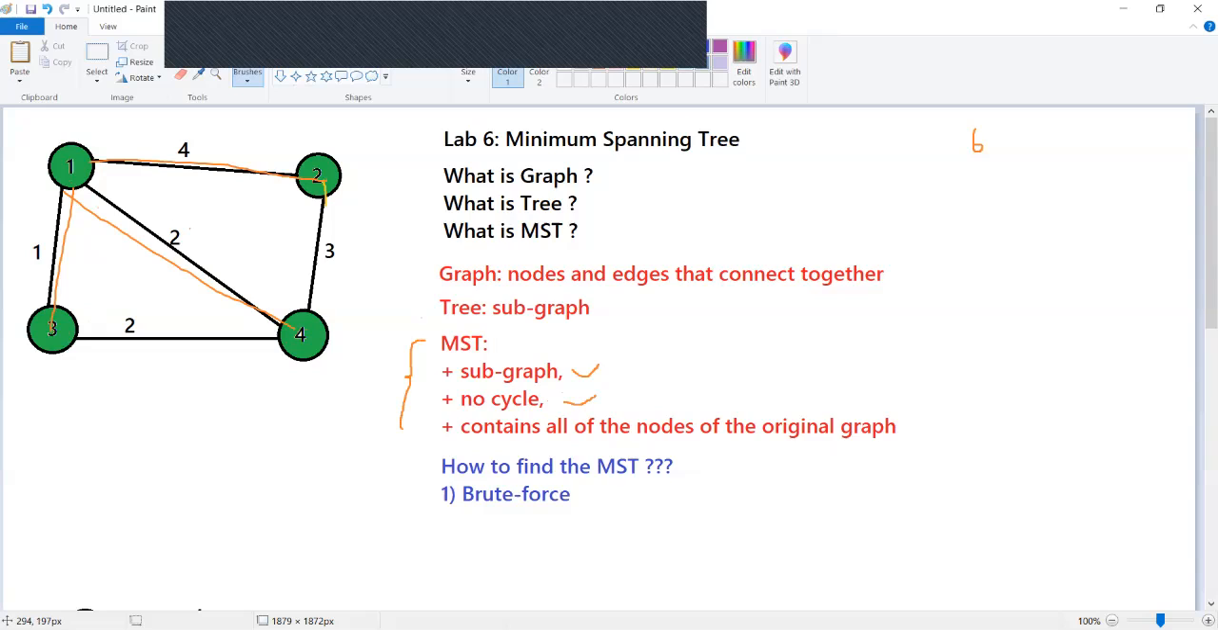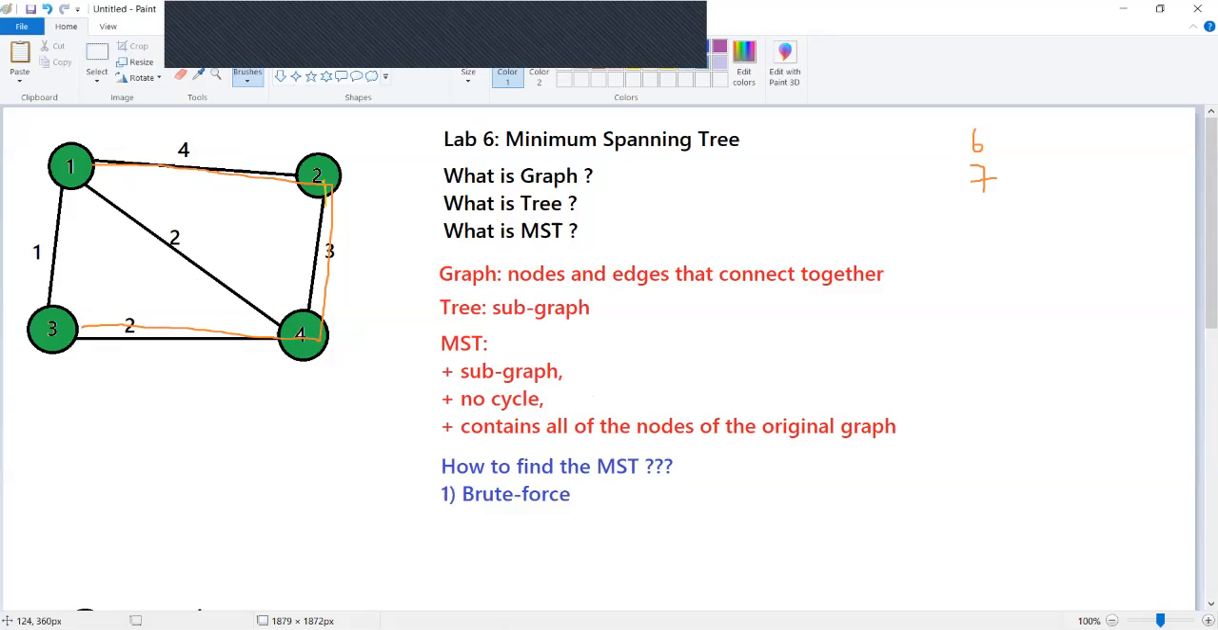So now let's find the total weight. It's going to be 4, 2, and 1, so it's going to be 7. So let's write 7 here. Now let's find our next candidate.